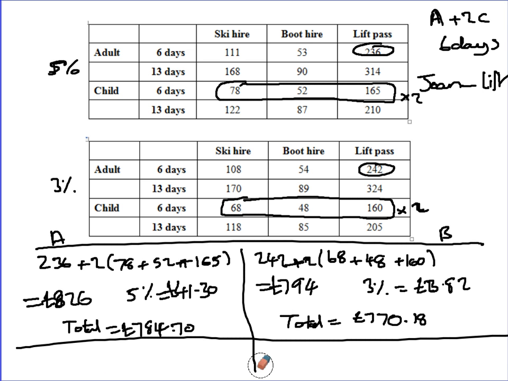So we've then got our final comment, which is which shop is cheaper. So it's shop B is cheaper, and then you put by how much. So we take one value off the other. So 770 and 18p, and you can take that away from what you previously just worked out. So it's cheaper by £14 and 52p.